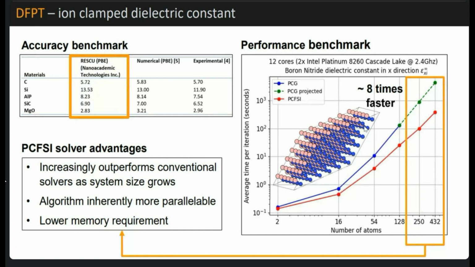You can see that we can easily reach systems of more than 400 atoms, which is a tough computational problem for other atomistic simulation codes. And with this state-of-the-art solver, with RESCU software you can study up to 20k atoms easily.